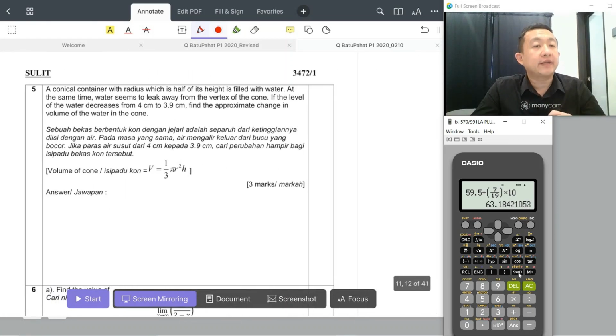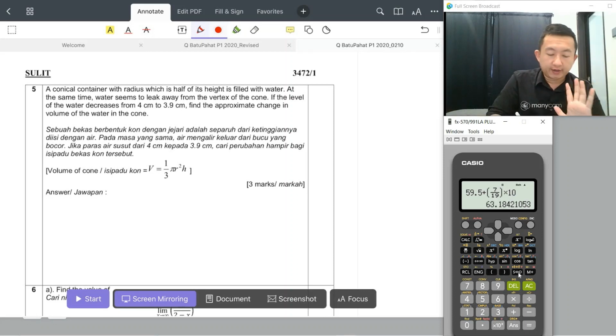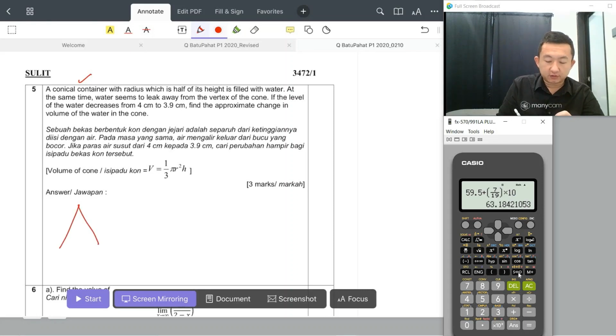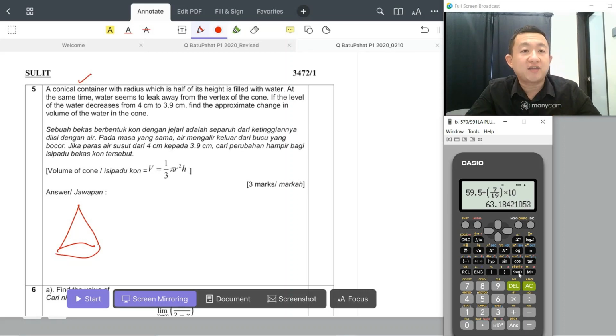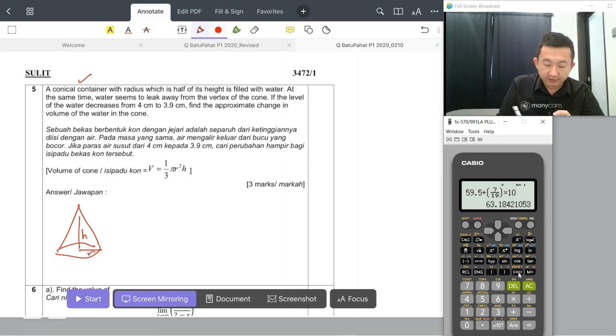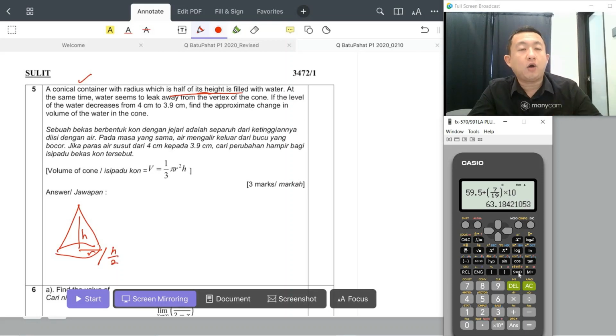Okay, a conical container with radius half of its height. A conical container, what is the shape of the container? A cone. So maybe you can draw it if you need to, for visualization. The radius, which is half of the height, is filled with water. So you have the height, and you also have the radius here. If you do not call it r, the radius, you can also call it half of the height. So you can also call it h over 2.